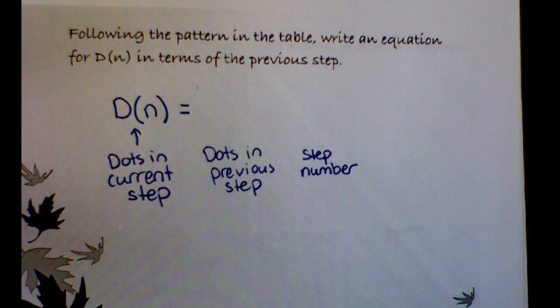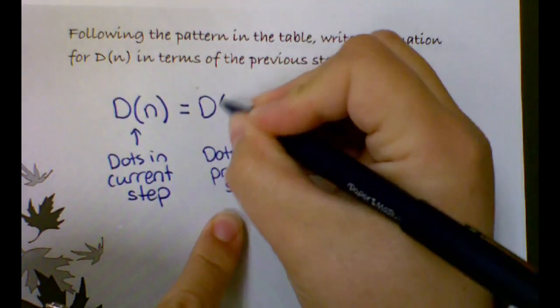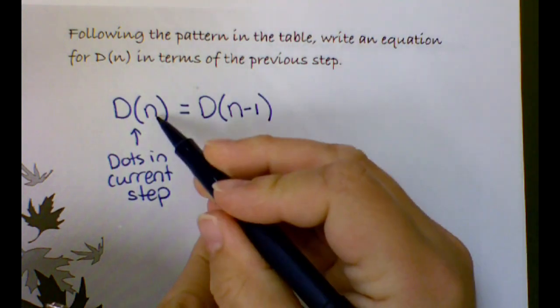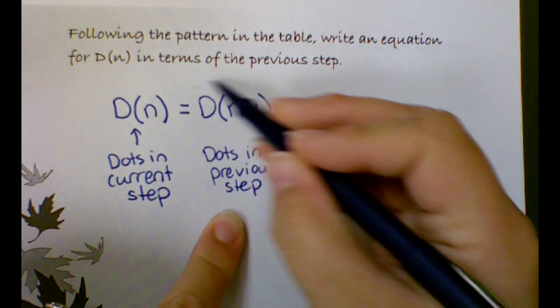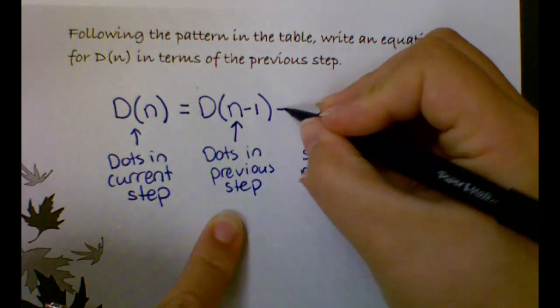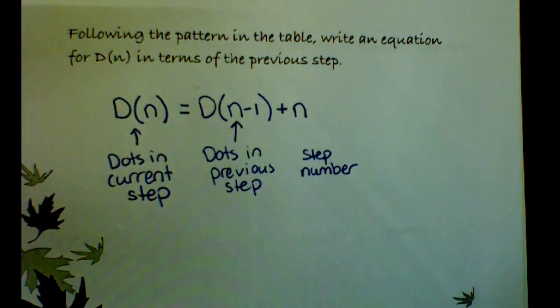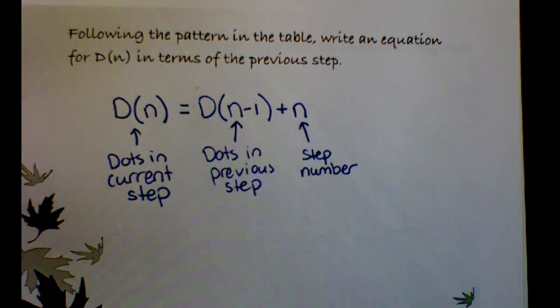The way we write this out, the number of dots in the previous step is d of n minus 1. If d of n is the current step, n minus 1 is the previous step. So this says the number of dots in the previous step, plus my step number. Well, my step number is n. So there's my rule. D of n equals d of n minus 1 plus n.